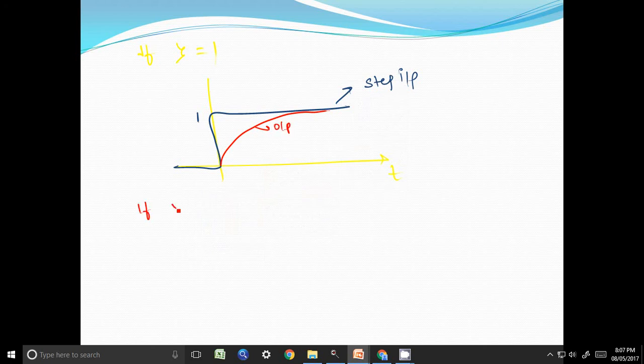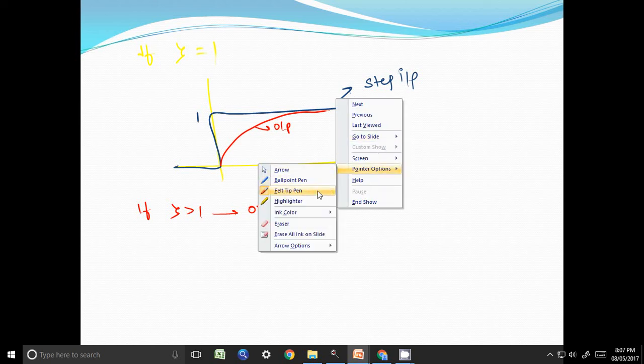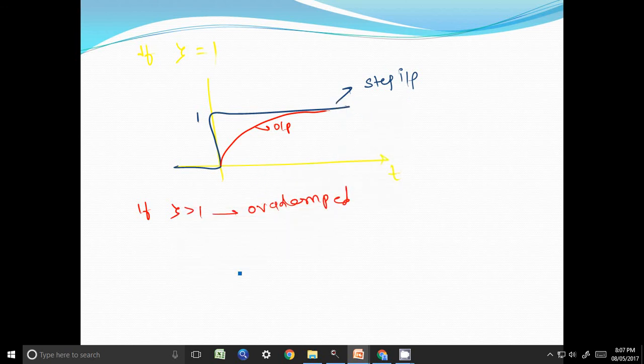If zeta is greater than 1, that is the overdamped case, then the output is similar to the critically damped case, but with a higher rise time. I can plot it here itself. This is the case for the overdamped system. In the overdamped case also, the output is exponentially rising like the critically damped system, but with a higher rise time. Okay. Thank you.